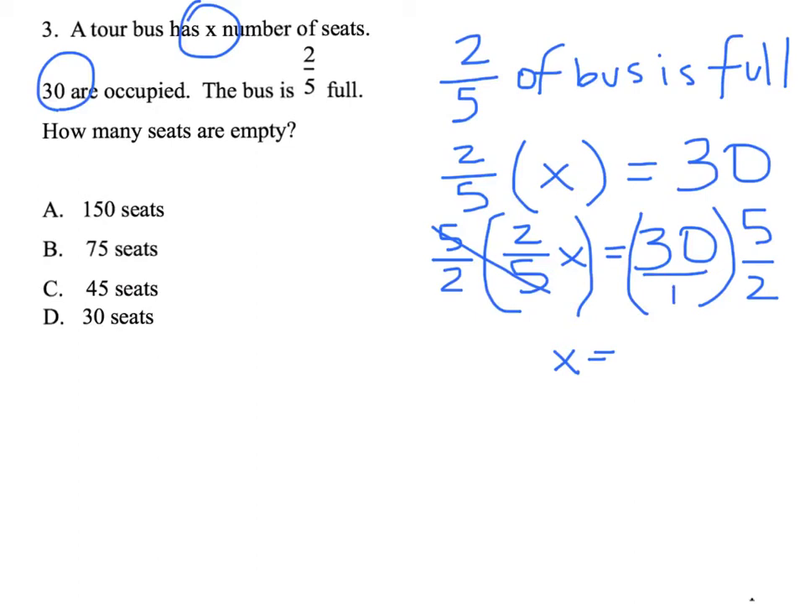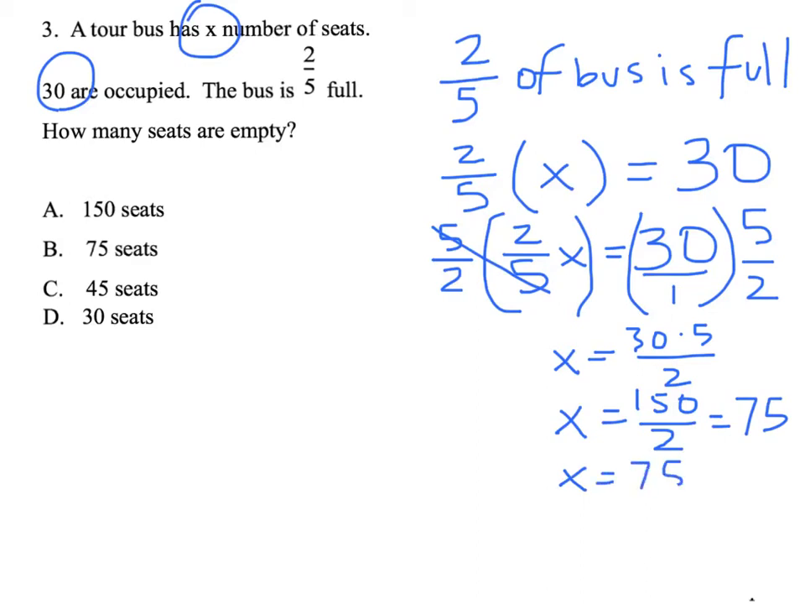But then I'm multiplying a whole number by a fraction, so I'm going to put the whole number in a ratio of 30 to 1 so that I could line up my units. So I have 30 times 5 divided by 1 times 2, which is 2. So X equals 150 divided by 2, so that's 75. So I know X, the number of seats on the bus, is 75.